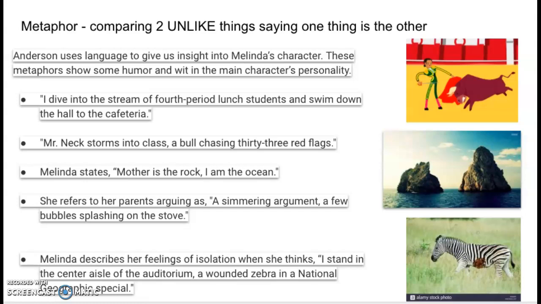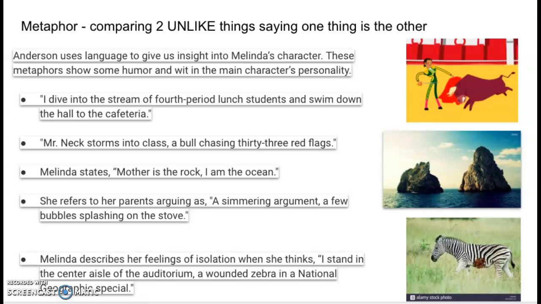In the next example, she refers to her parents as arguing, and she says, "A simmering argument, a few bubbles splashing on the stove." I really like the arguing metaphor, this simmering on the stove. It really works to show that it isn't a hostile situation, but rather maybe it's one that she says bubbles up. That's that kind of nagging, lingering discontent of two passive-aggressive people. At least that's the sense I get from it.